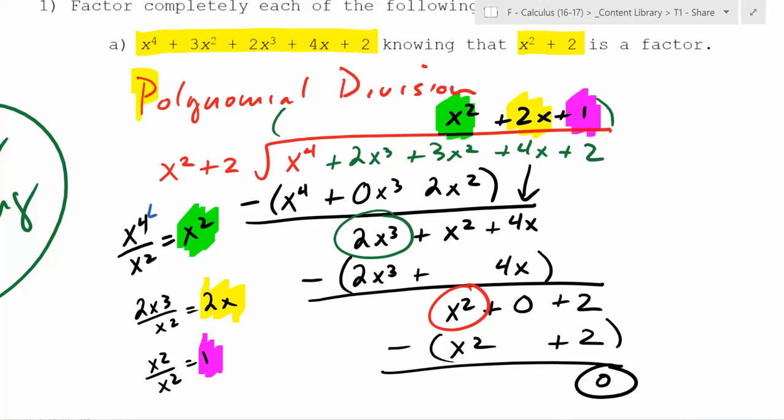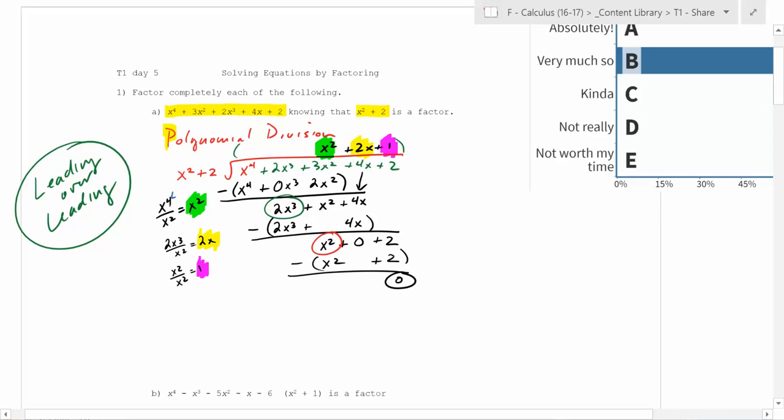So what does this tell us? It tells us that x squared plus 2 times this is equal to that thing. So what do we now know? Based on what we just did, we now know that x squared plus 2 times x squared plus 2x plus 1 is equal to x to the 4th plus 2x cubed plus 3x squared plus 4x plus 2. You just factored a 4th degree polynomial.